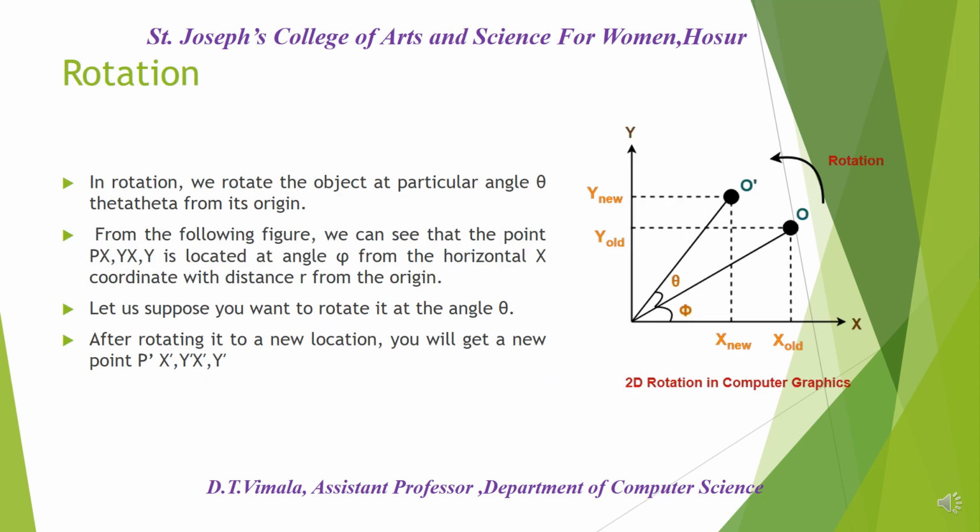Next, rotation. In rotation, we can rotate the object from one position to another position. That means we can rotate the object at a particular angle theta from its origin. In this figure, we can see the old point is moved to another position, that is the new x and y. Here we can represent it in matrix form, that is P dash, x dash comma y dash.